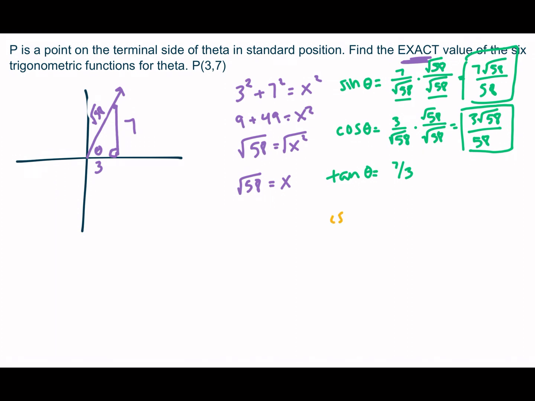So cosecant theta goes with sine. Notice that I had 7 over the square root of 58. Now I'm going to flip it to be the square root of 58 over 7. And you can also recall that cosecant is hypotenuse over opposite, so square root of 58 over 7. Same thing with secant. Secant is hypotenuse over adjacent. Or if I'm flipping my fraction, it now becomes the square root of 58 over 3.